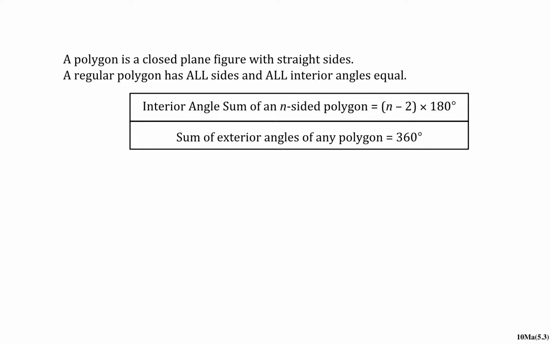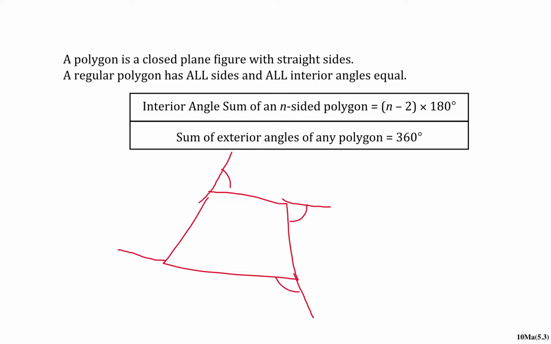Now, the other rule that we need to be aware of is that all of the outside angles of any polygon add up to 360 degrees. Let's draw a polygon. There's a polygon with 4 sides. I'm going to extend each of the sides. So what we're saying is that this angle, this angle, this angle, and this angle all add up to 360 degrees. That works for any shape.